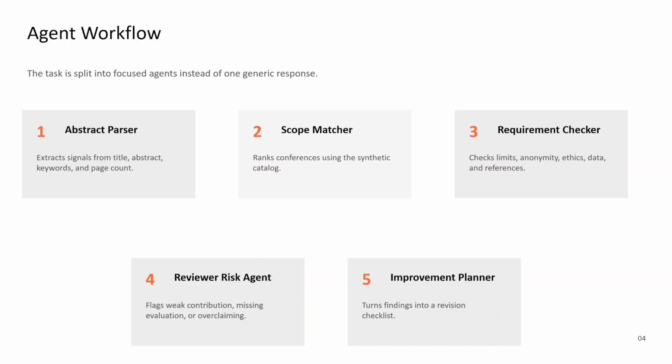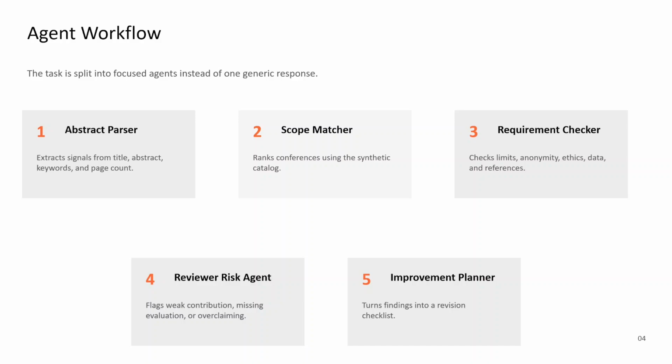The third one is the requirement checker. The requirement checker checks the limits, whether the page limits are okay, whether the anonymity has been properly done, and whether the references have been properly mentioned. Such things can be checked.